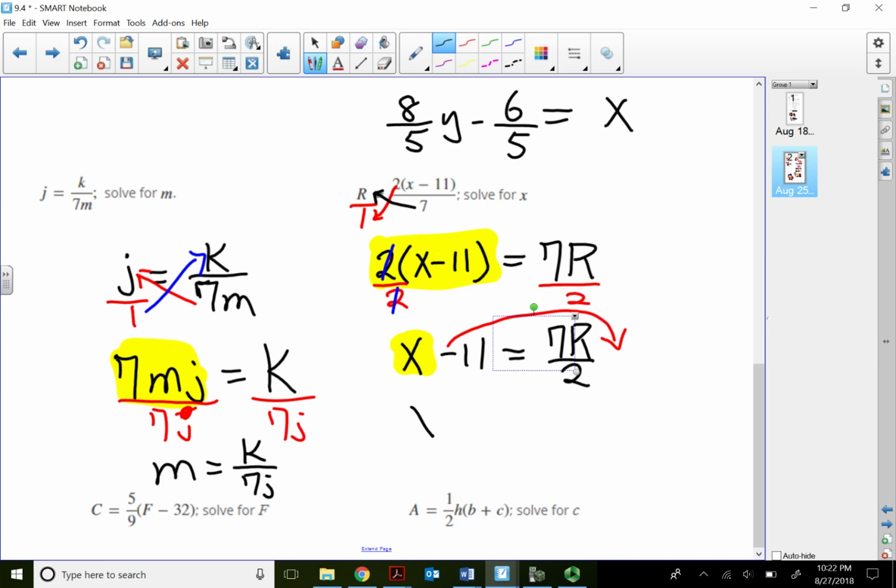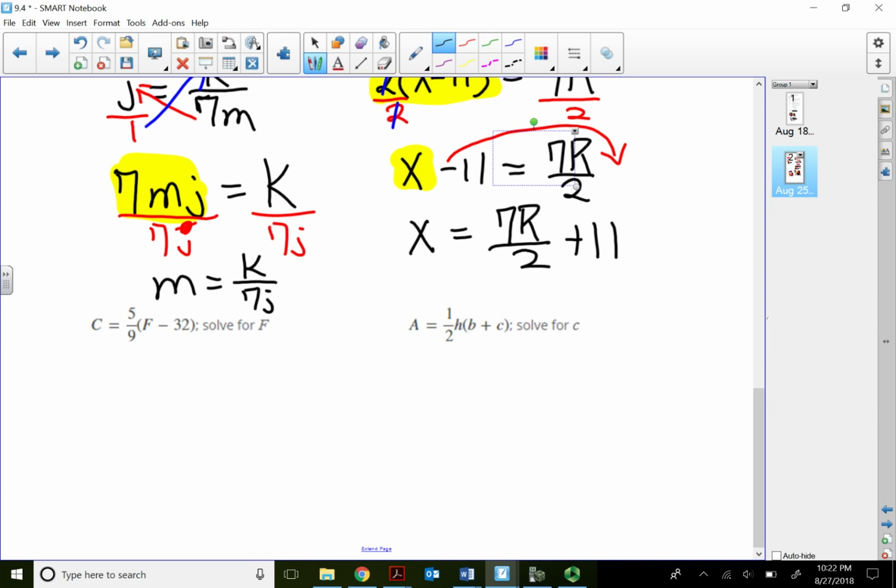So my answer, x equals, all right, 7r over 2, still my first term on the right. Negative 11 comes over, becomes positive. Okay, so this over 2 has nothing to do with the 11. This over 2 is only for the 7r. And that's my answer. All right.